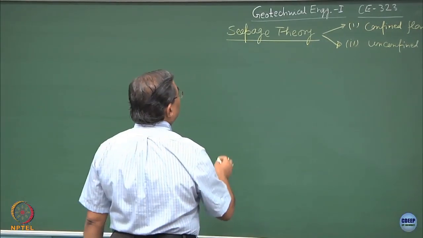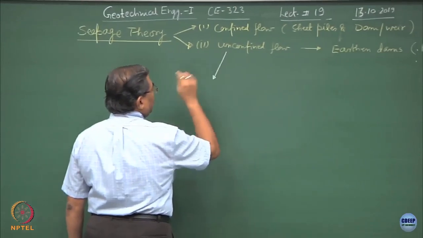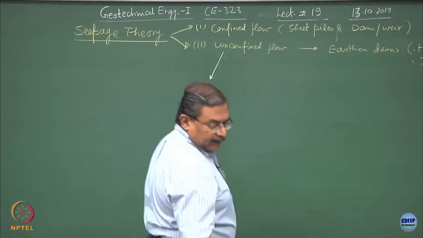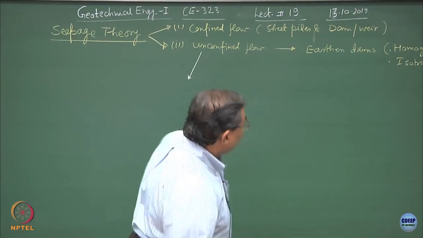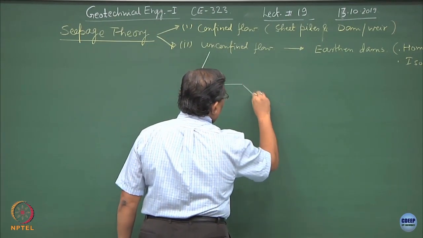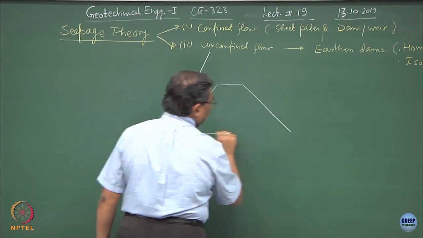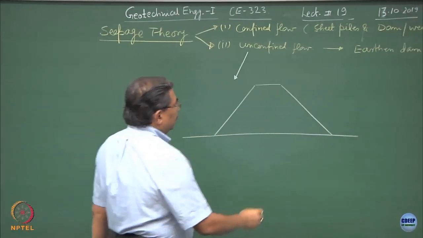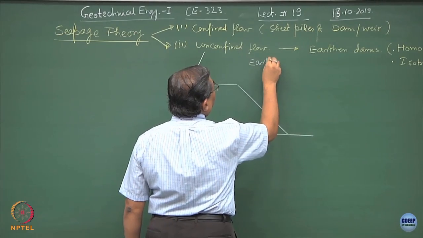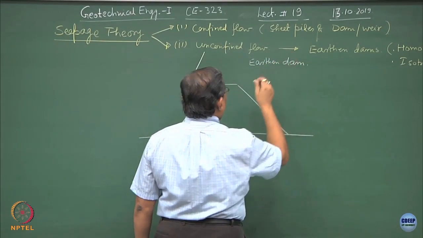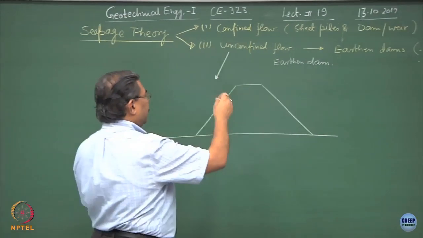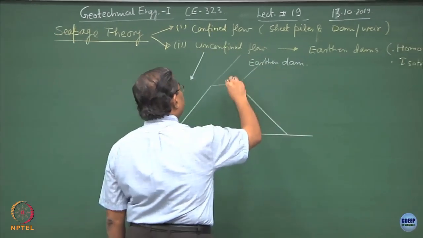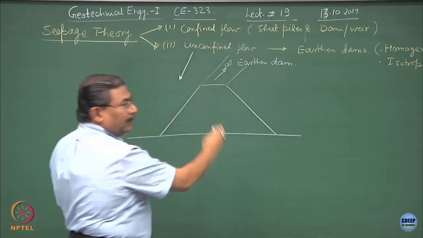By definition, the unconfined flow is occurring in a situation like this, that if I consider an earthen dam. So this is an earthen dam, it is a cross section, in fact, it is an embankment. We can call this as an embankment also. This is a third dimension, which is going up to the infinity into the plane perpendicular to the blackboard.